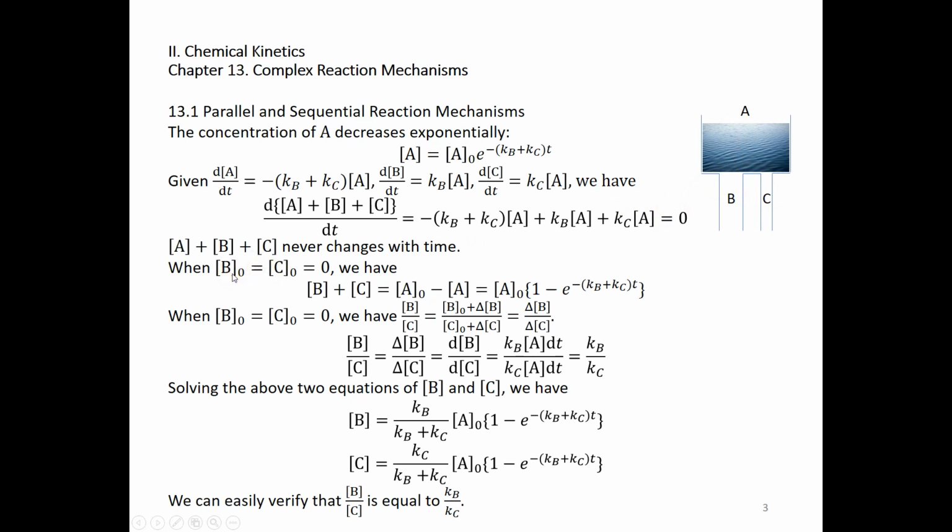Assuming B naught is 0 and C naught is 0, then B plus C is A naught minus A, which is simply A naught times one minus this exponential function. Also, if B naught is 0 and C naught is 0, we know B over C is going to be B naught plus the change of B over C naught plus the change of C. And if B naught is 0 and C naught is 0, we have this: B over C is the change of B over the change of C.